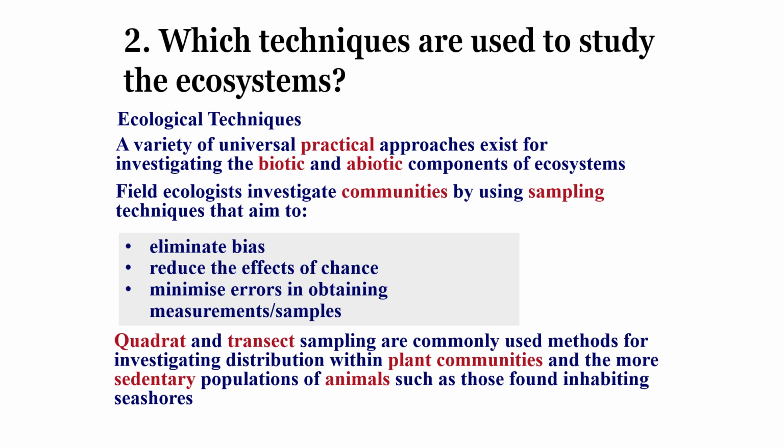And the third reason why sampling techniques are used: they minimize the errors in the collection of data, making measurements, or collecting samples. So which kind of techniques are used? Obviously, we use some kinds of instruments and tools, and quadrats and transects are basically the tools which are used by field ecologists. Before going to the use of quadrats and transects, we'll have a look at different kinds of sampling techniques.